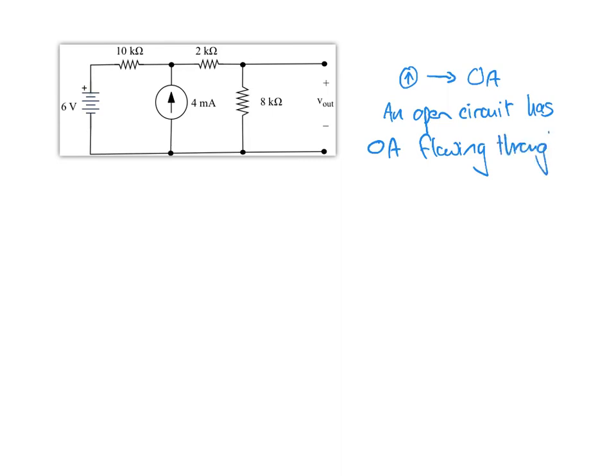So if we want to turn off a current source, then we replace it by an open circuit. So we replace a current source with an open circuit.